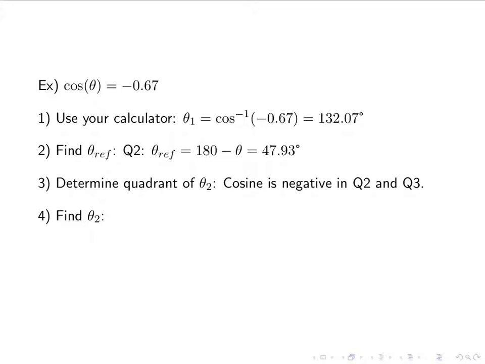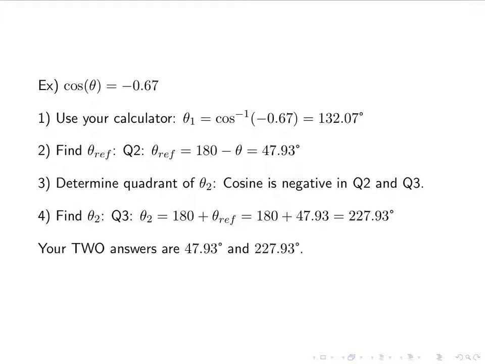So I go to my quadrant 3 equation, and I know that theta 2 is 180 plus theta reference. Plug in my theta reference, and I get 227.93 degrees. And again, I have two answers, except of course the answer that I just wrote is wrong. That's not correct. The 132.07 degrees. So I was not paying enough attention. Double check, make sure that cosine of both of your answers is in fact negative 0.67. Again, it won't be exact because we rounded.